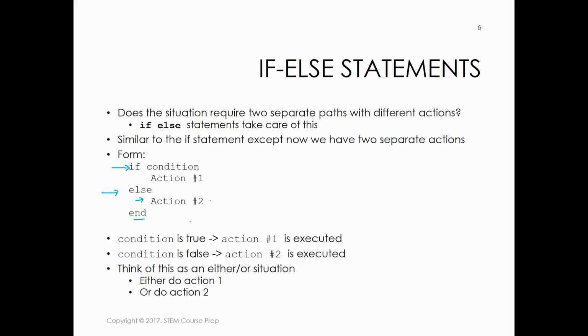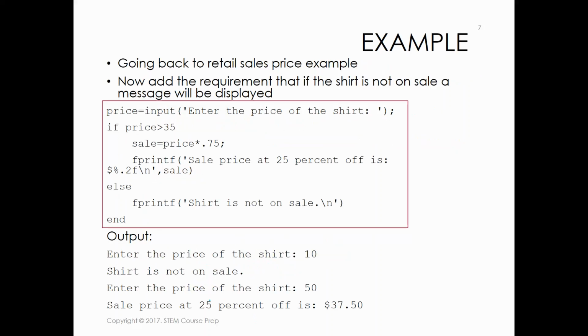Alright. So like it says down here, if the condition is true, we're going to do action 1. If the condition is false, then we go to action 2. So in the one if block, we have two different paths we can take. So that gets rid of the need for that flag that we had in that last example. Okay, because we could just do action 1 or do action 2. Alright, so this is kind of an either or situation. So you're either going to do action 1 or you're going to do action 2. So this is actually very helpful, and you'll find that you use it quite a bit.